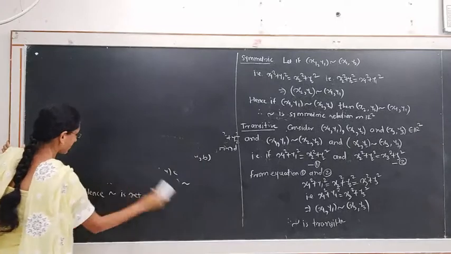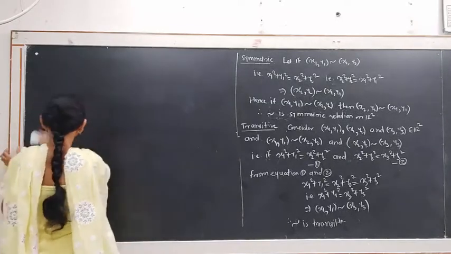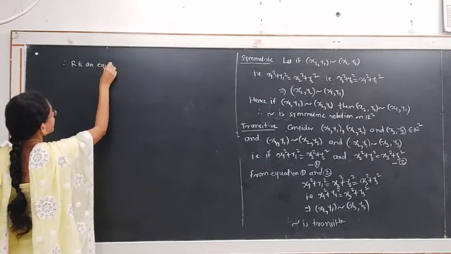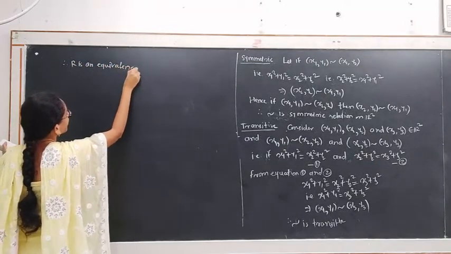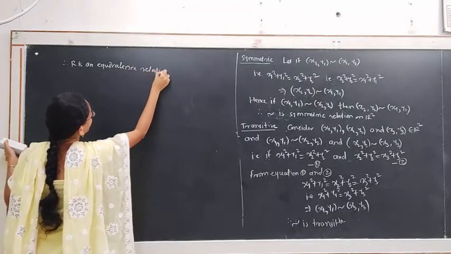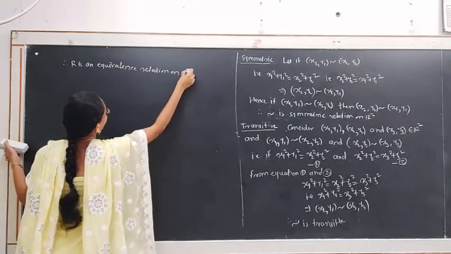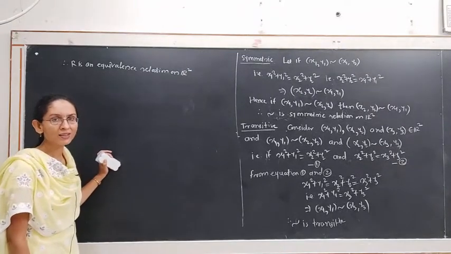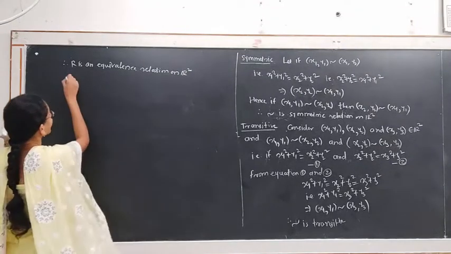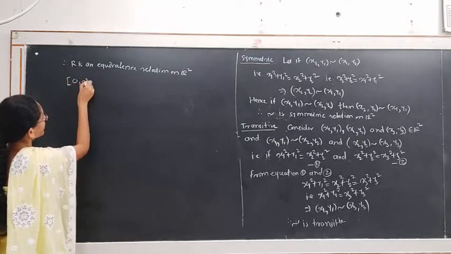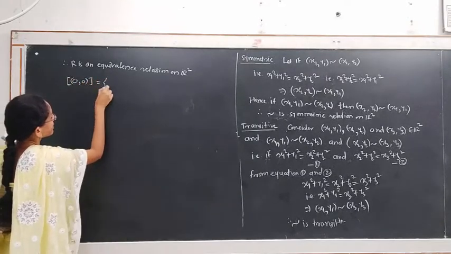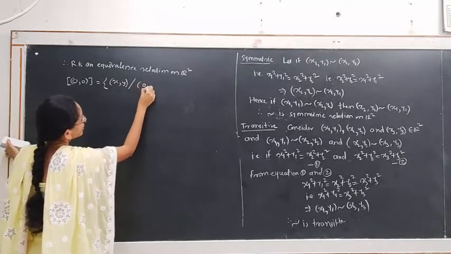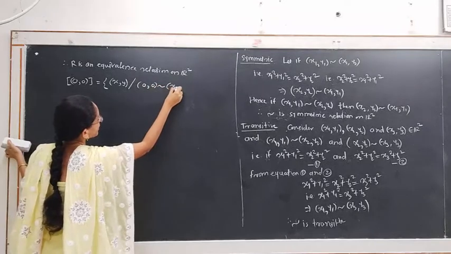Therefore, R is an equivalence relation on set R2. If it is an equivalence relation, then the question is to find the equivalence class of (0, 0). The equivalence class of (0, 0) is the set of all ordered pairs (x, y) where (0, 0) is related to (x, y).